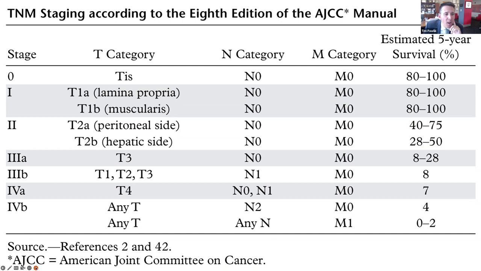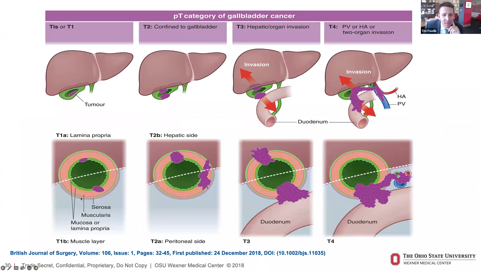dictated whether the lesion was T2A or T2B. And that is shown here graphically, where you can see that lesions that are on the hepatic side, so this pink represents the hepatic side, would be T2B lesions. But if the cancer is on the quote unquote free peritoneal side, then it would be a T2A lesion. Now, many of us, it's hard to know this, right? Because people take the gallbladder out and it's not oriented.